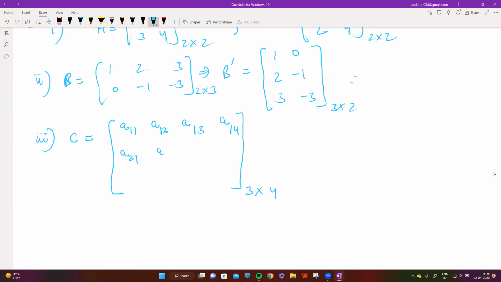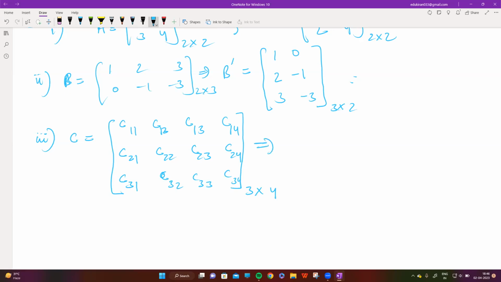Then the second row would be A21, A22, A23, A24. Oh, my bad. I should have used C. For capital C, again, this is not a rule, but it would be better if you represent it like this, so that we do not get confused after some operations or calculations. Oh, my bad again. So this would be C31, that is the element which belongs to third row, first column. This would be C32, this would be C33, and this would be C34, right?